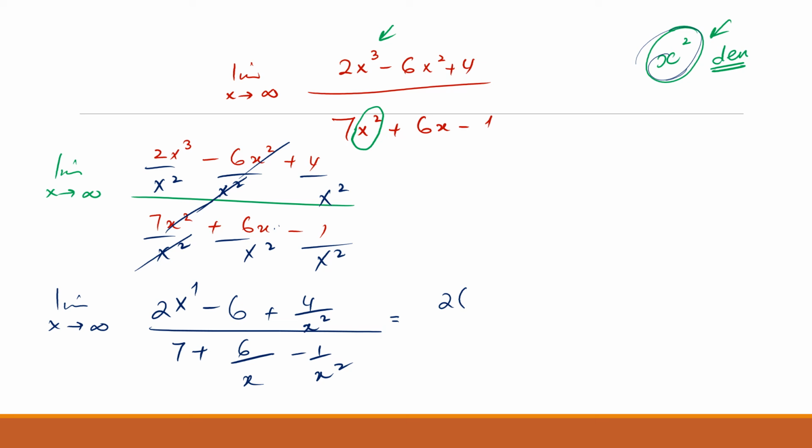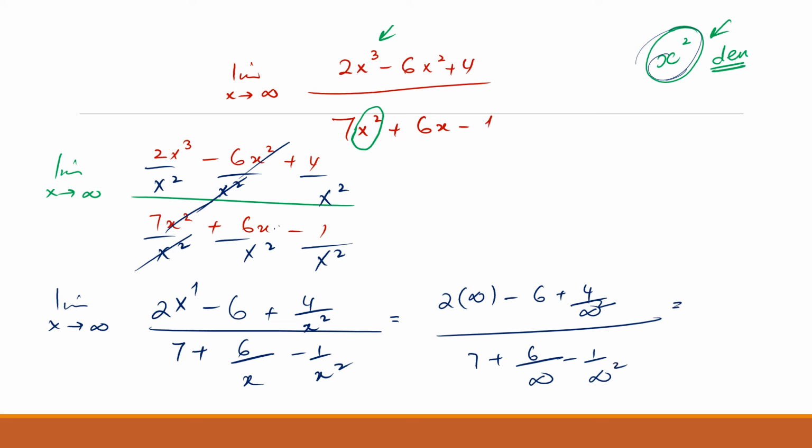So wherever we have x, we will replace it by infinity. Okay. Now we know that a number over infinity is 0. So this one will go as 0. And anything multiplied by infinity is infinity. So here 7 plus 6 by infinity is 0. Minus 1 over infinity square is also 0. Now if infinity is up and the others are numbers, the answer is infinity. I hope the concept is understood to you.